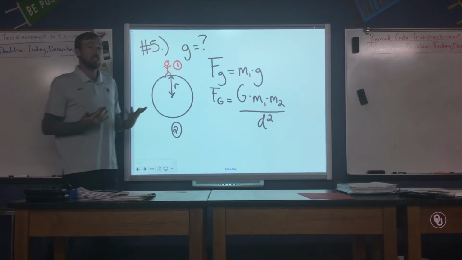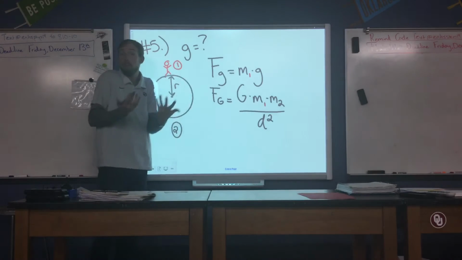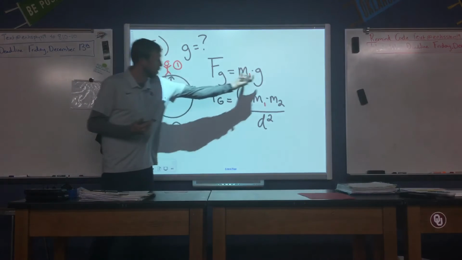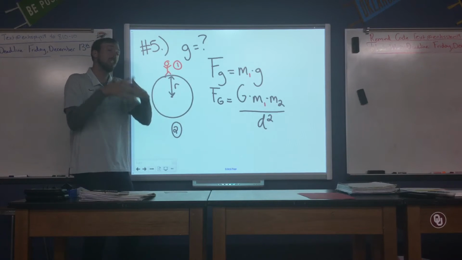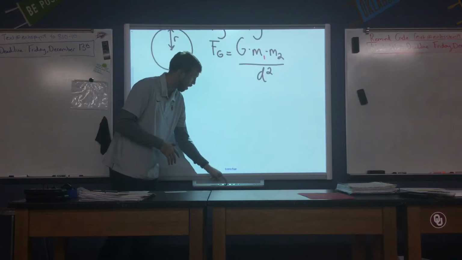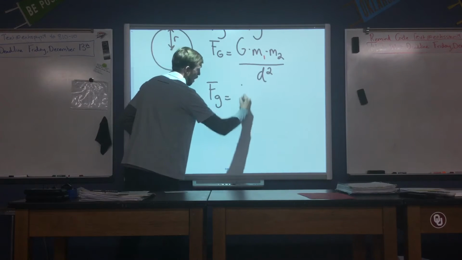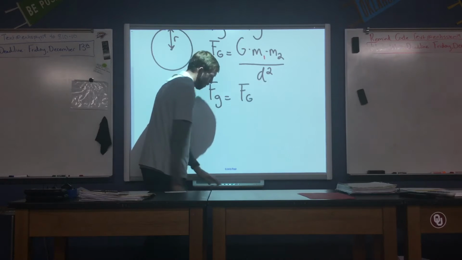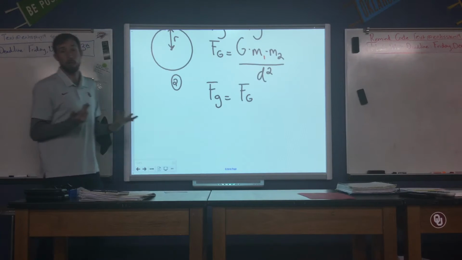So, what we can actually do here is, since we're on the surface of this planet, the local approach should be good to go, right? We can use that if we know little g, and the universal approach is good anywhere. So we can actually set those two equations equal to one another. So here we're going to say that on the surface of the planet, F sub little g is equal to F sub big G.